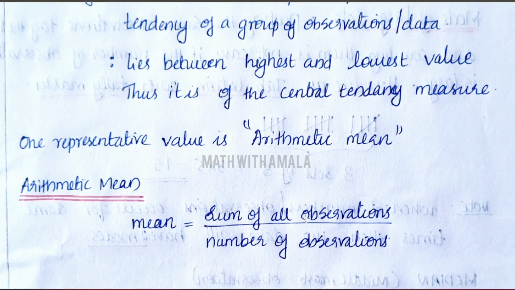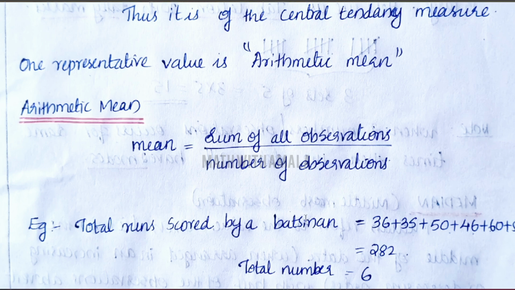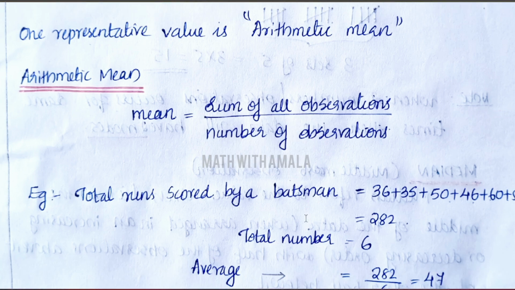One representative value is arithmetic mean. So, in order to represent, we use this term arithmetic mean. What do you mean by that? The mean is equal to the sum of all observations divided by the number of observations.